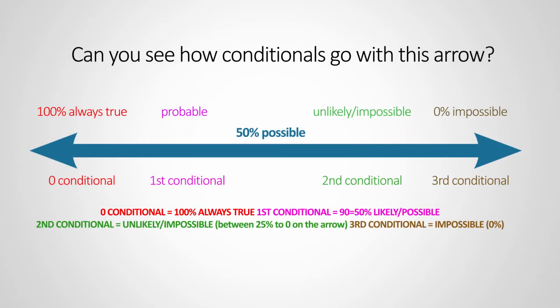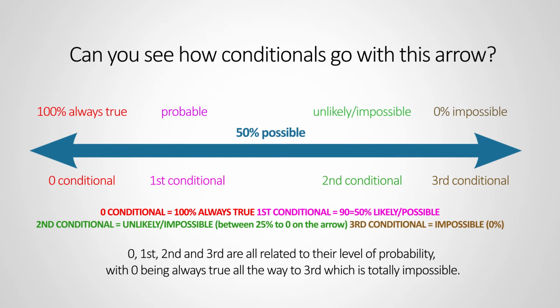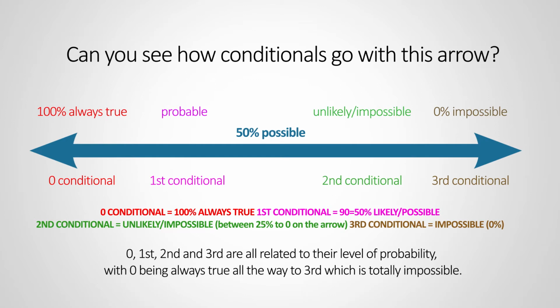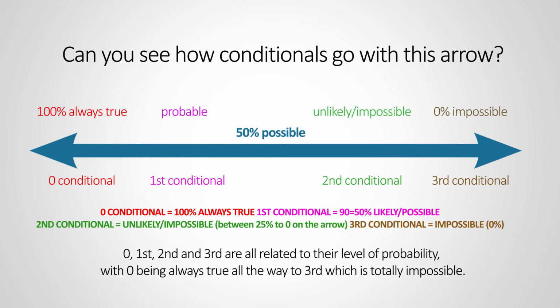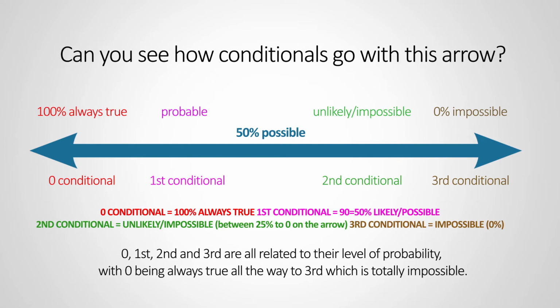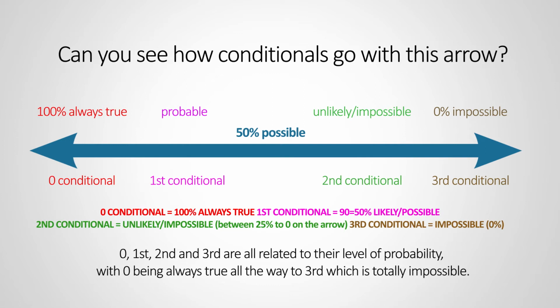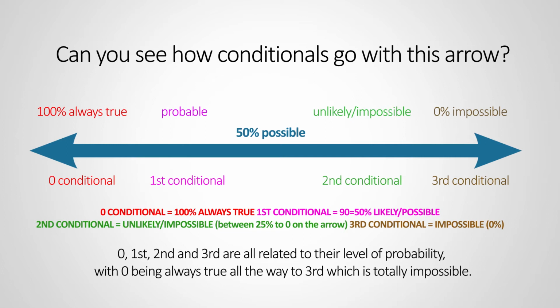Can you see how conditionals go with this arrow? Zero, first, second, and third are all related to their level of probability, with zero being always true, all the way to third, which is totally impossible.